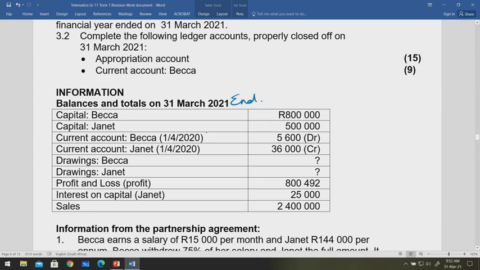Then the current accounts, make sure you always read whatever is given in brackets. On the 1st of April, Becca had a debit balance, meaning she withdrew more of what was granted to her the previous year, and Janet left 36,000 rand of what was granted to her of the previous year. She left in the business. Drawings, question marks, profit and loss, there is your net profit given. They give you the interest on capital for Janet and the sales 2.4. If you look at this, then you may ask, why do they give us the sales? But let's read the information.